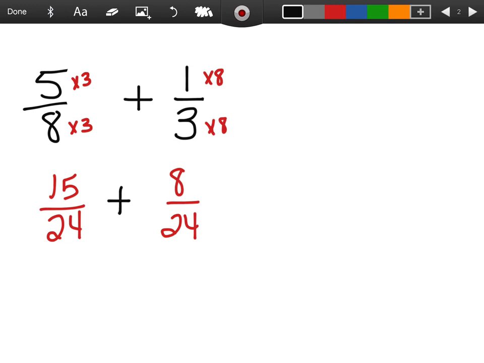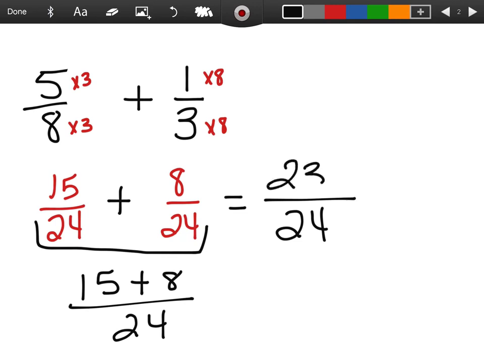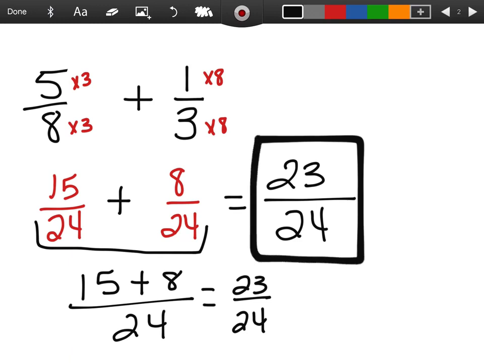If it confuses you to see it like this, because I know the bottom cannot change, my denominator is going to be 24. If it bothers you to see them separated like that, it is totally okay to do it like this and then find your solution, okay? So 15 plus 8 I know is 23. So my solution would be 23 over 24. And there is my final answer.